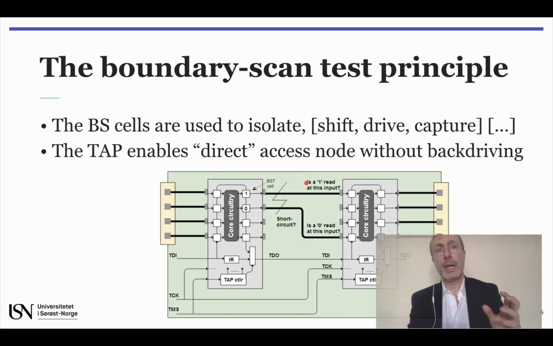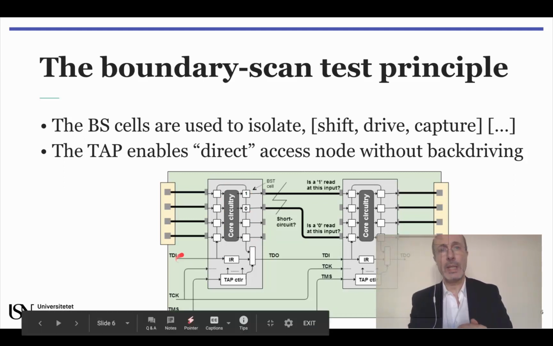Moreover, and since the boundary scan cells are interconnected as a long scan chain, we can shift in the test vectors using a serial test data input, or TDI pin, and shift out the test responses using a serial test data out, or TDO pin.